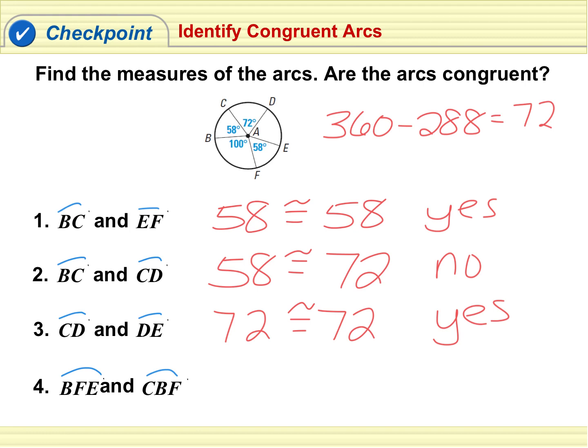Number 4, let me erase some stuff here. Okay, number 4, BFE. What does that add up to? 158. We want to know if that's congruent to CBF. 158. Can I go this way? No. Why not? It would mess up the angle. It's not the right order, right? So I have to go CBF. What does that give me? 158. Therefore, yes.